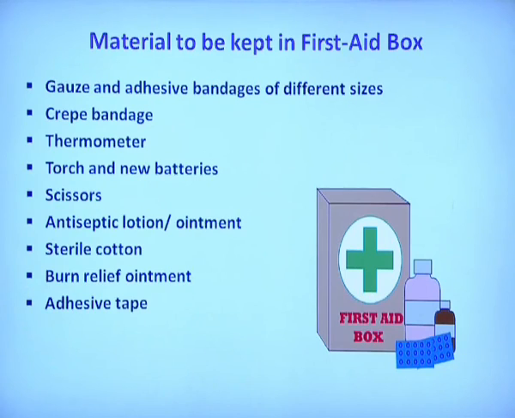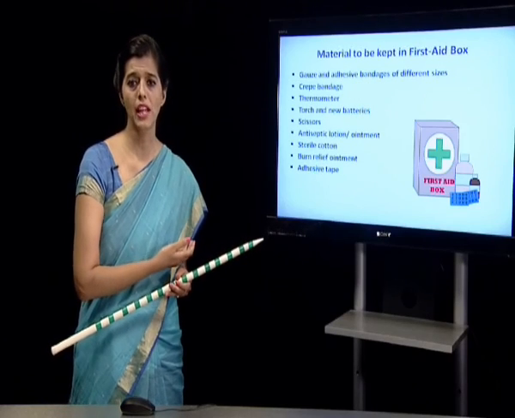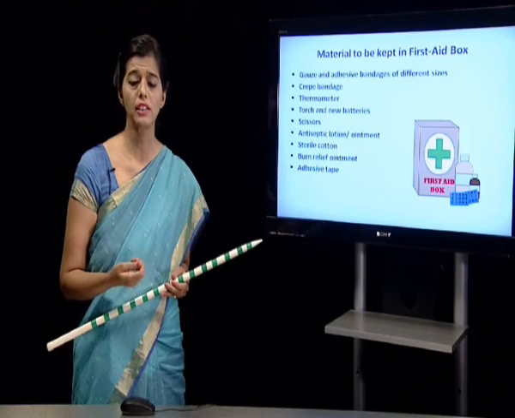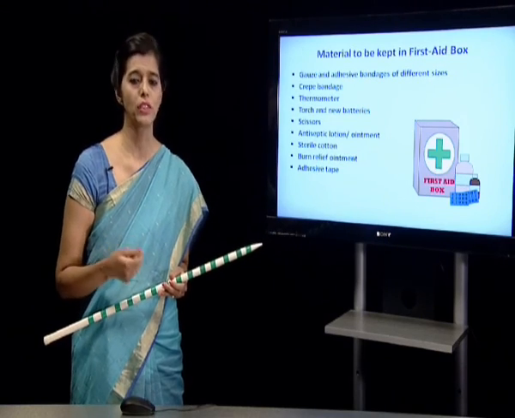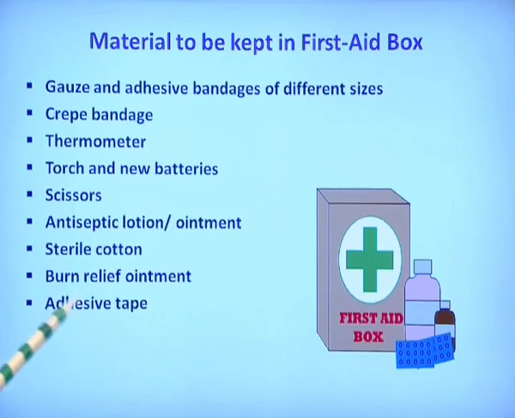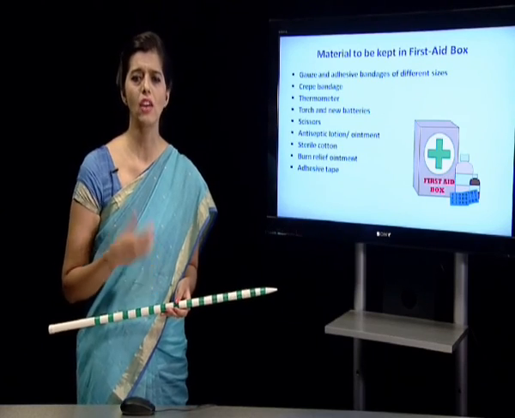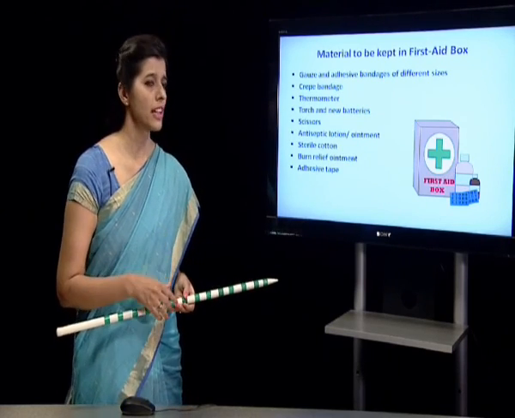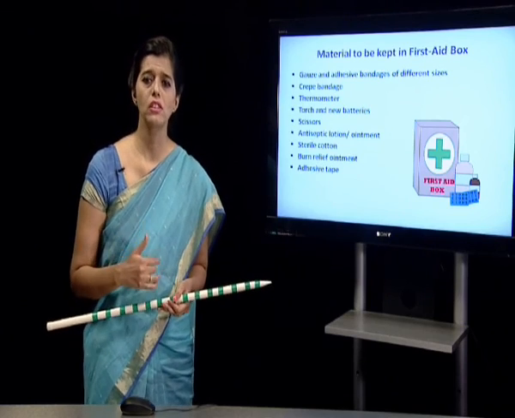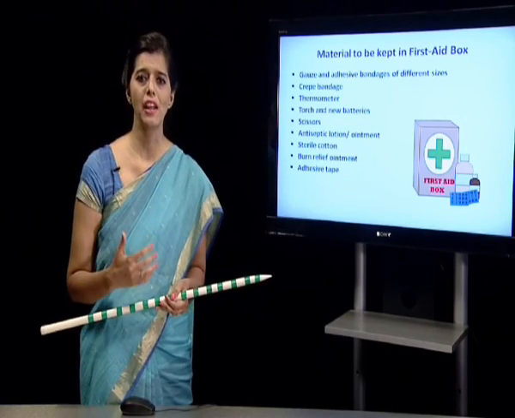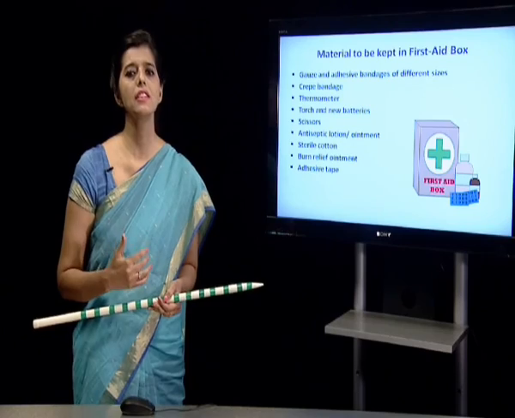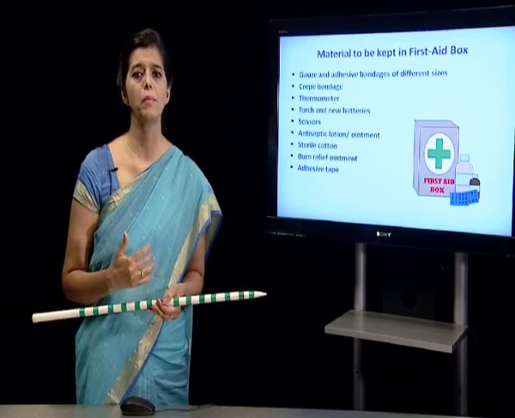Antiseptic lotion, which is very important, we have understood in the previous slides also. For the injuries, for the cuts, we need to clean the wounds with antiseptics. Sterile cotton, burn relief ointment, adhesive tape, and other medicines like antibiotics, pain relievers, antacids can also be kept in a first aid box, but not too many detailed medicines, because medicines have always to be taken under medical supervision.